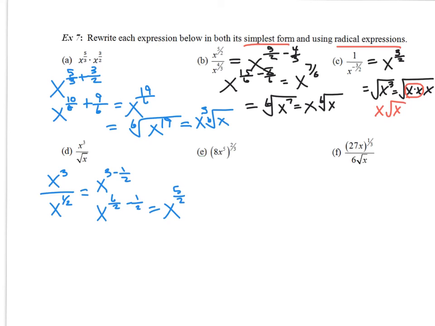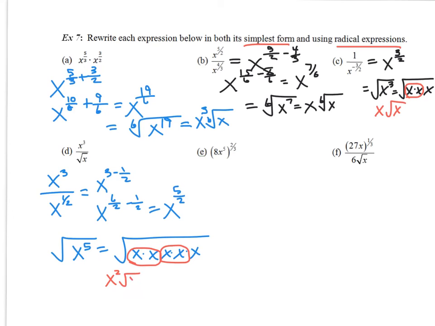Write this as a radical, square root of x to the 5th. Simplify it, square root of x times x times x times x times x. There are 2 pairs of x's, and I'm looking for pairs because I've got a square root. So x squared comes out, leaving me with radical x underneath the radical sign.